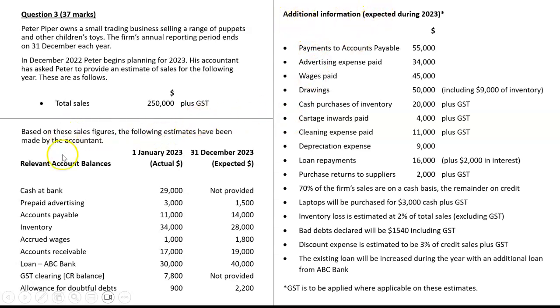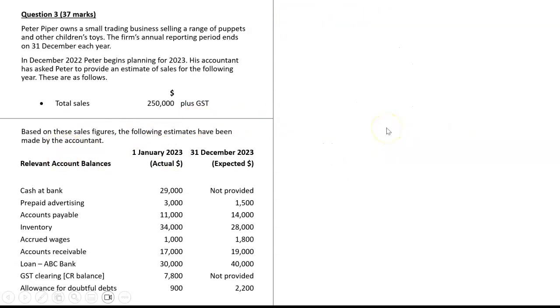If we just look on the left here, we can see these are the balances that have actually happened in all these accounts. So I guess these are all balance sheet items because they've all got opening balances. And these are the expected or budgeted balances for them by the end of the year.